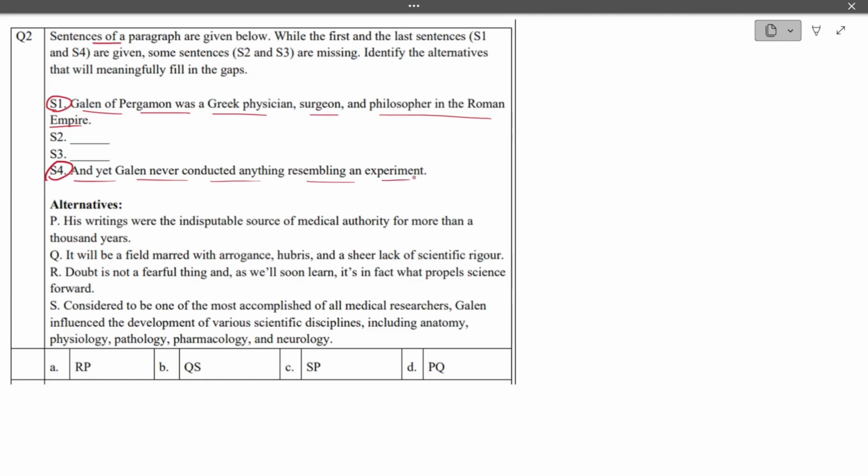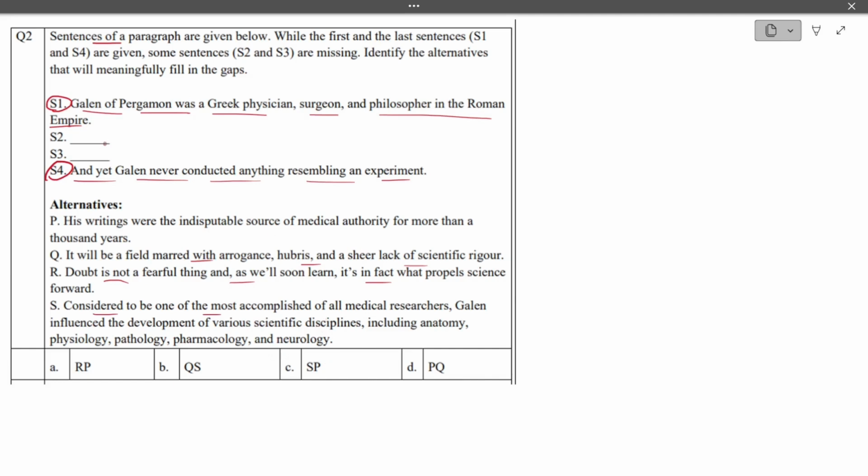Okay, so let's first quickly give a read to all the alternatives that we have. His writings were the indisputable source of medical authority for more than 1,000 years. It will be filled with arrogance, hubris, and sheer lack of scientific rigor. Doubt is no fearful thing, as we'll soon learn. It is in fact what propels science forward. Considered to be one of the most accomplished of all medical researchers, Galen influenced the development of various scientific disciplines including anatomy, physiology, pathology, pharmacology and neurology.